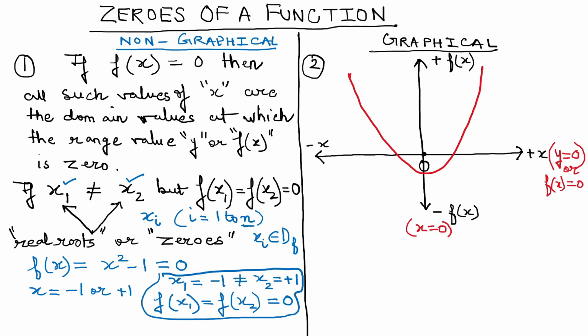Once you know this, we know what the zeros are now. Zeros are wherever the graph of the given function f(x) intersects with the real x-axis. So in this case, these are the 2 points where it intersects. And which are these 2 points? One of them is minus 1 and the other one is plus 1.